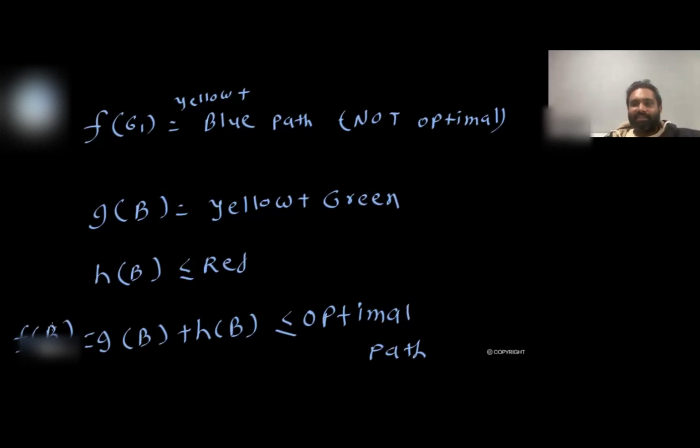So this says that my algorithm is not choosing the node as per the minimum F value, right? I have chosen G1 before B. That's why I am not reaching the optimal path. And here F value of B is less than the optimal path. Obviously yellow plus blue path is not the optimal path, and that is larger than the optimal path. That's why F value of G1 is obviously larger than F value of B. So this is something we will get by our assumption.